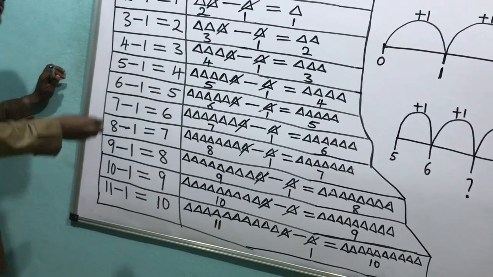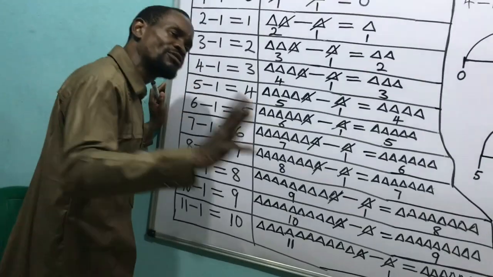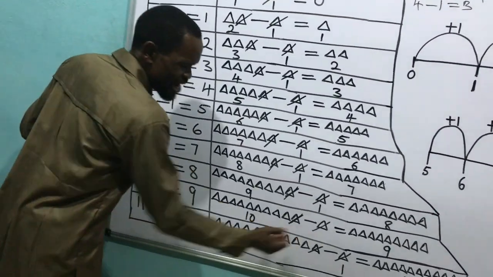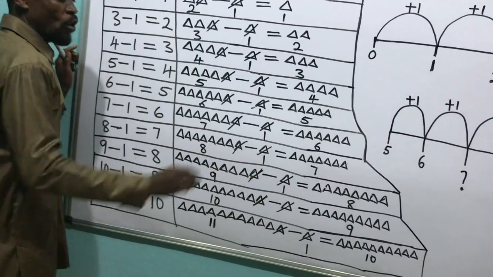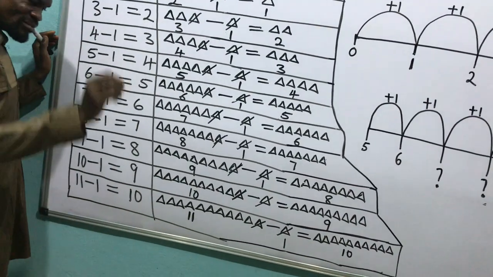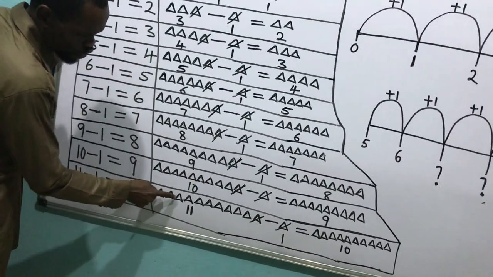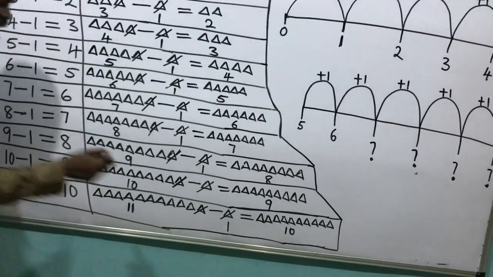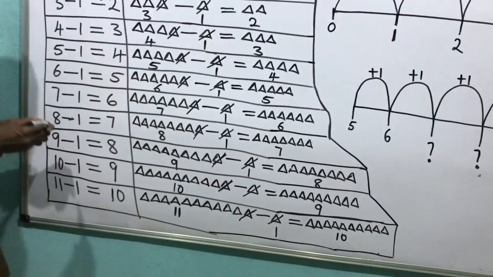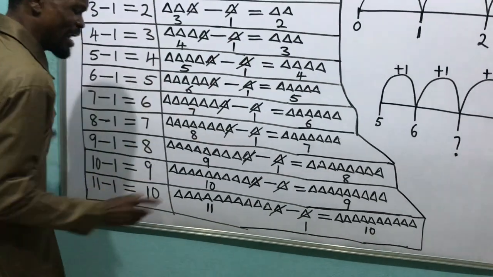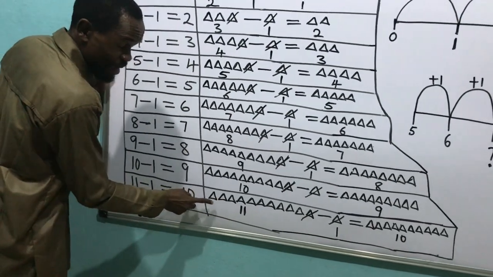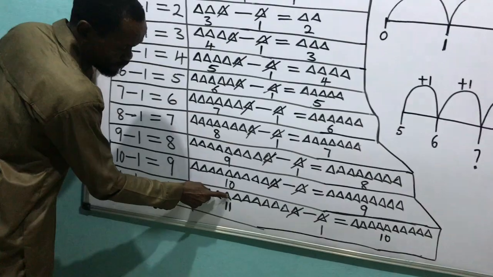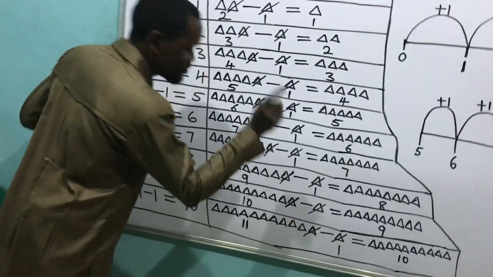10. That means I'm removing 1 triangle from the 11 triangles. I have 11 triangles and I remove 1 from it. What will be left is what? 10. Can I count it now? 1, 2, 3, 4, 5, 6, 7, 8, 9, 10, 11. This is 11 triangles and 1 out of these 11 has been removed. Someone has taken 1 out of it. How many will be left? 1, 2, 3, 4, 5, 6, 7, 8, 9, 10 will be left.